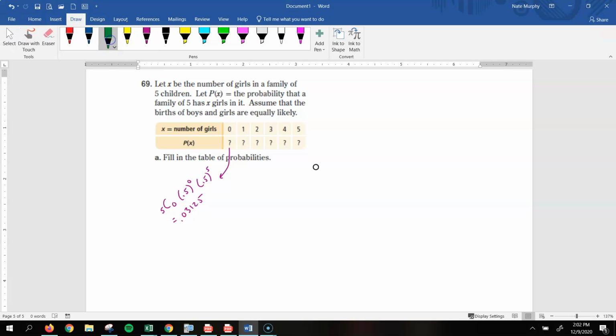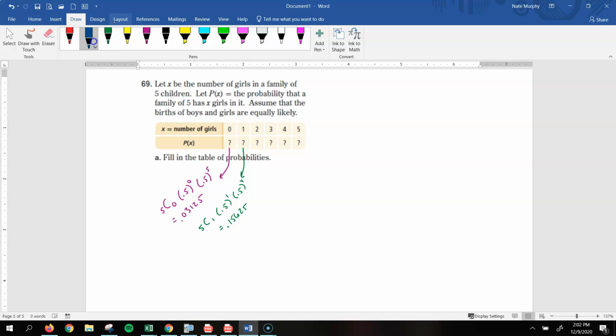Then, if I wanted to find the probability of getting only 1 girl, it would be 5 choose 1, and then 0.5 to the first power, and then 0.5 to the fourth power. And again, the reason why we set it up that way is because, remember, your exponents need to add up to be the number of kids that we would have in this scenario. So 1 plus 4 would be 5. But anyhow, when you do that on your calculator, you end up getting 0.15625.